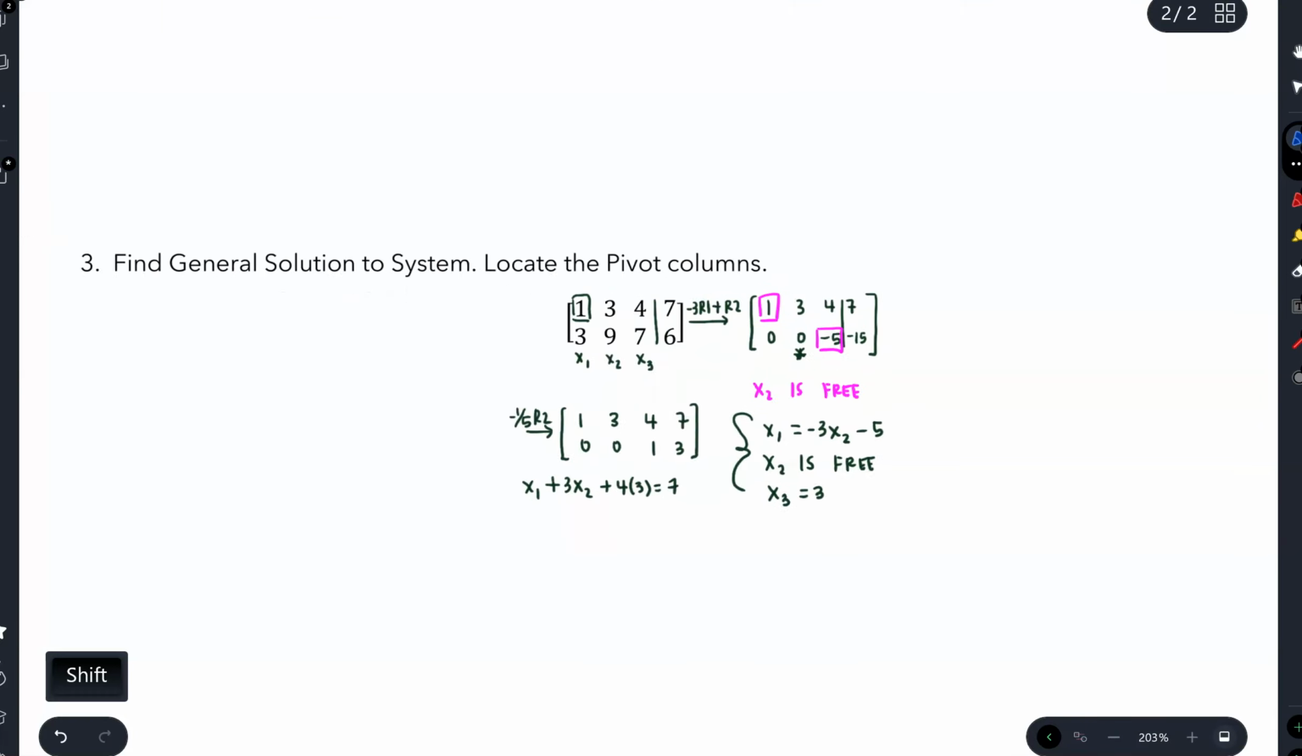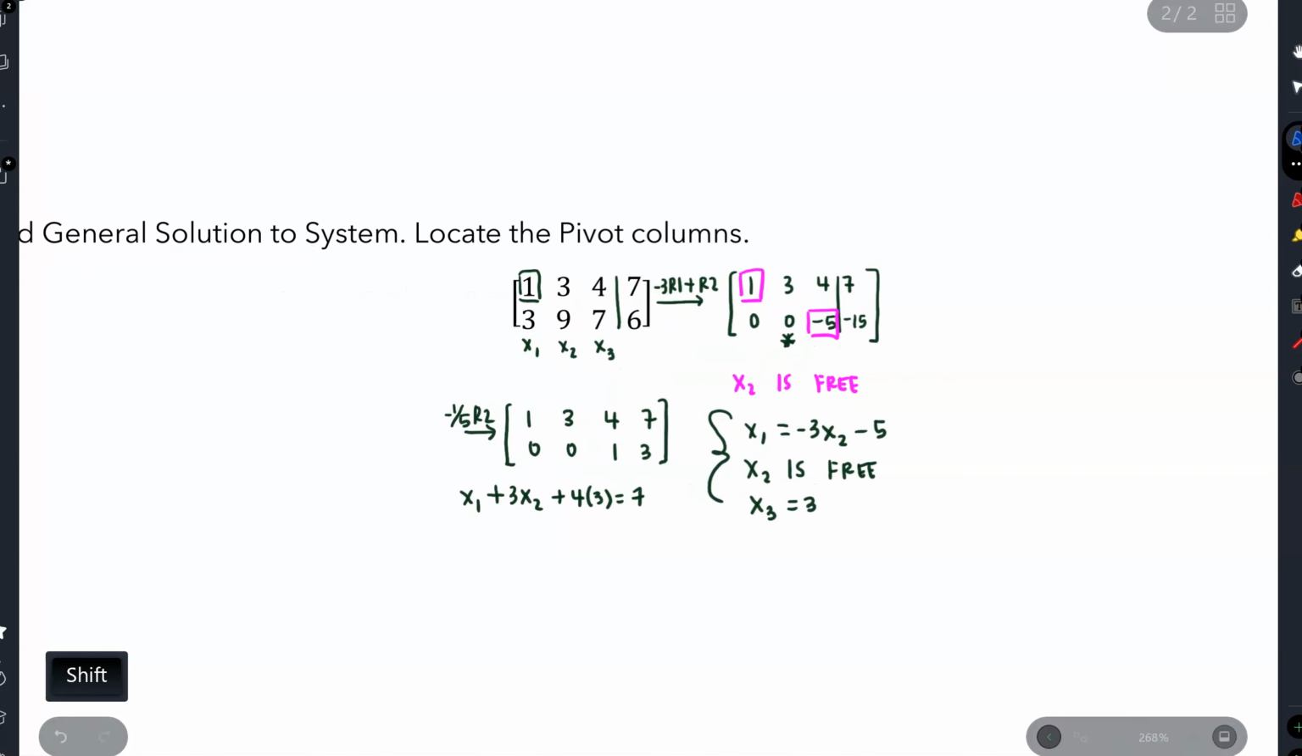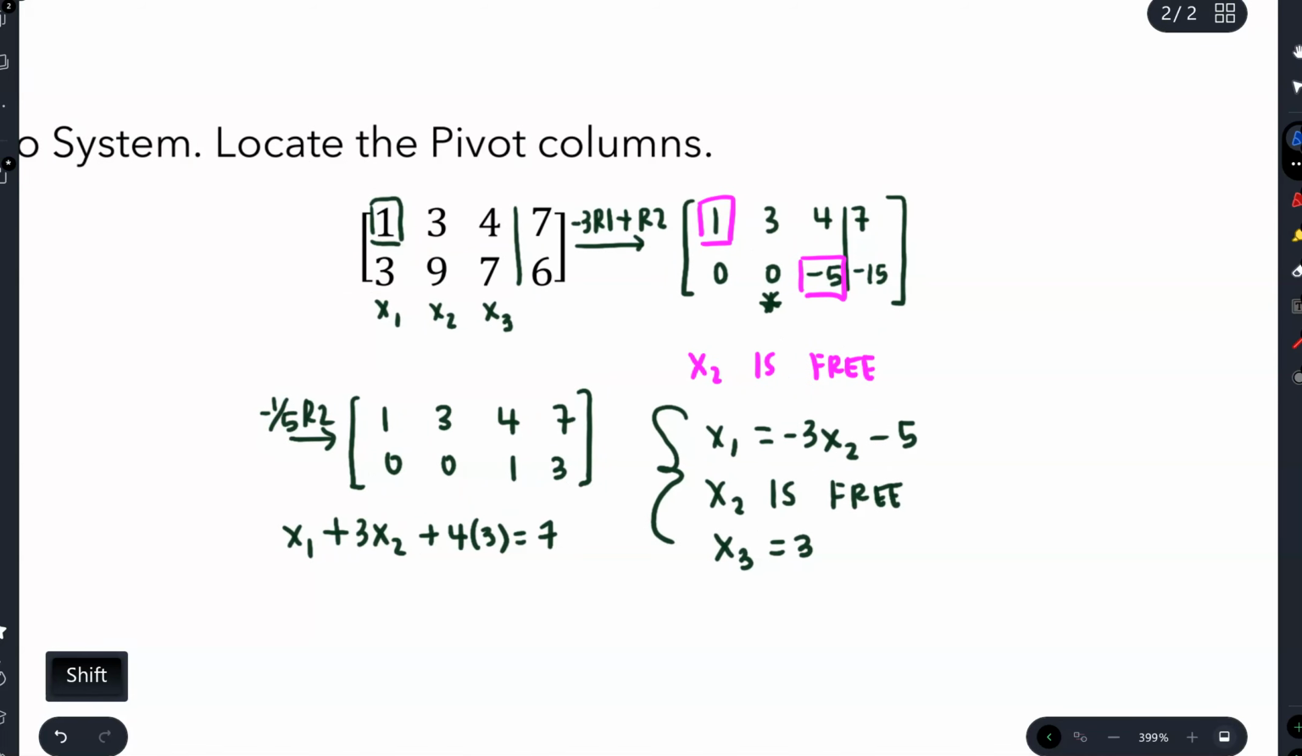All right, so number 3 here says find the general solution of the system and then locate the pivot columns. So here, the first column is going to be our x1, the second column is my x2, the third column is my x3, but I only have 2 rows. So probably I'm going to have a free variable somewhere. So I've got to figure out which one that is.